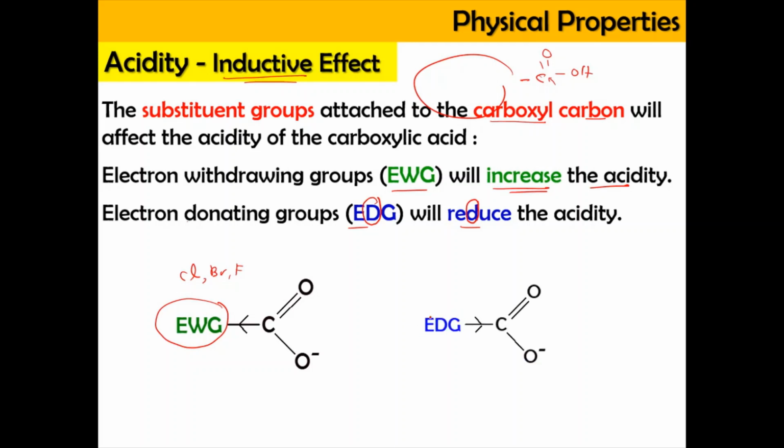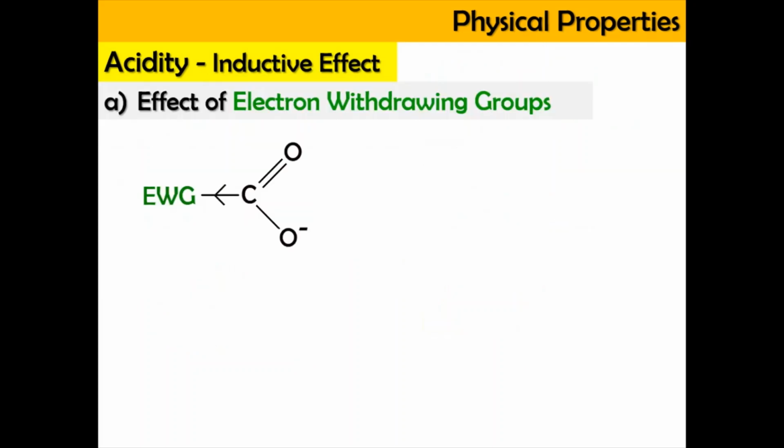Meanwhile, for the electron donating group, for example an alkyl group like CH2, CH3, what will the alkyl group do? It will donate electron density towards the carboxylate ion here, and thus make it less stable because it has too much electron density, hence less acidic. That is why an electron donating group reduces the acidity. Nice. Now we're going to look into the effect of the electron withdrawing group first.